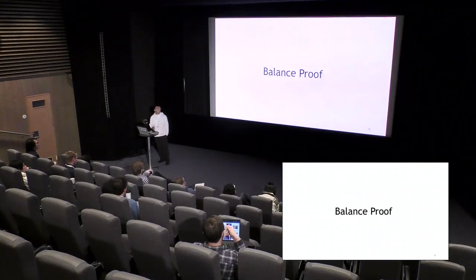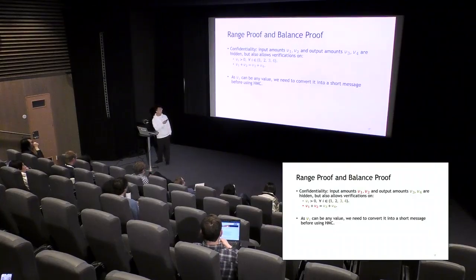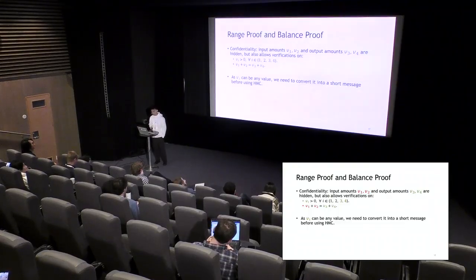And let's move on to the balance proof. Okay, as we mentioned, for confidentiality, we need to apply range proofs and balance proofs to hide the input amounts, here V1 and V2, and the output amounts V3 and V4. Also we need to allow the verification that all the amounts are larger than 0 and the balance holds.